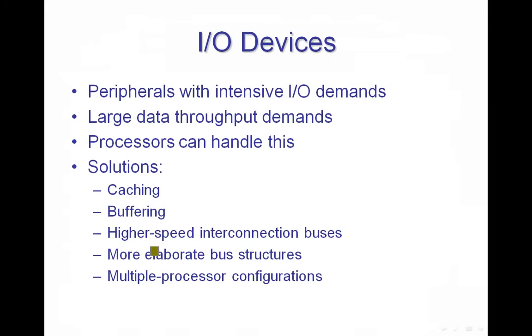We have also the I/O devices within the computer organization, peripherals with intensive I/O demands, large data throughput demands. Processors can handle this. We have many solutions to handle I/Os, like caching, buffering, high-speed interconnection buses, more elaborate bus structure, and multiple processor configurations.